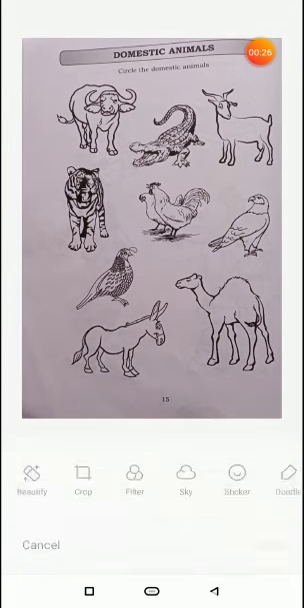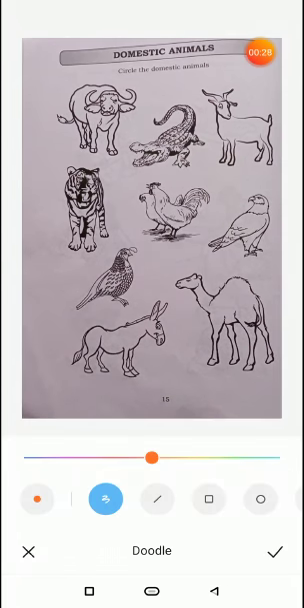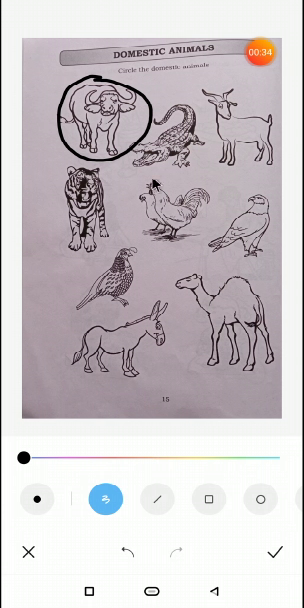Okay, children. I am circling the buffalo. Now next we have is the crocodile. A crocodile is not a domestic animal, so you will not touch it. It's a wild animal. Then we have a goat. A goat is a domestic animal. It gives us meat, it gives us milk. Very useful for us, so we shall circle it.